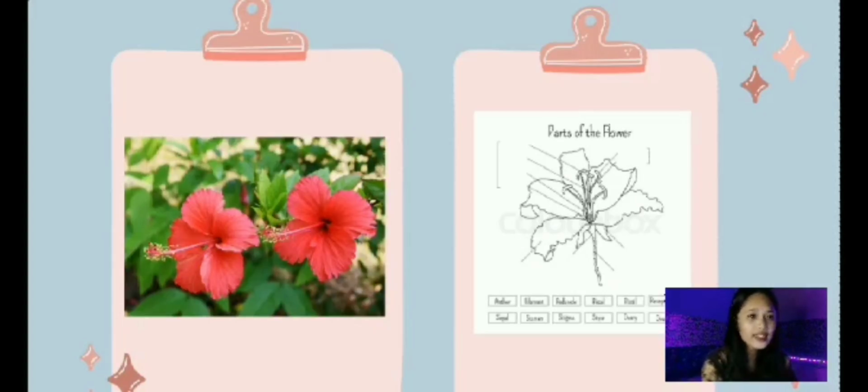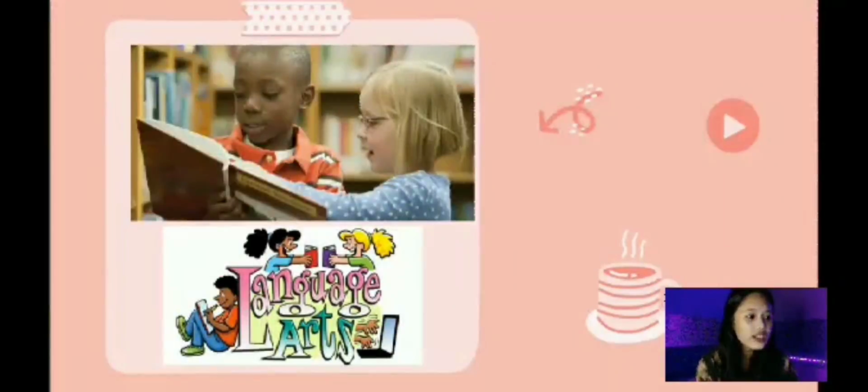You can even ask them to point to the parts of their body and name them. For language arts, you can play "I spy with my eye something that begins with the letter blank," and your students can always give the name of the object in their first language.